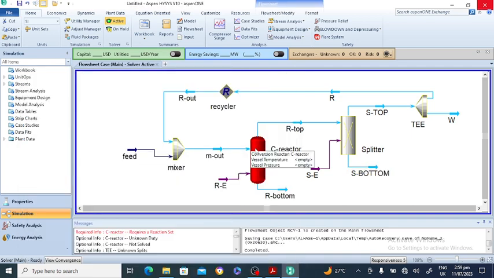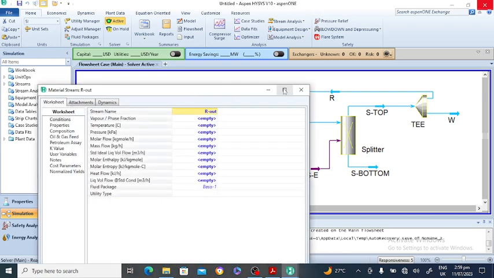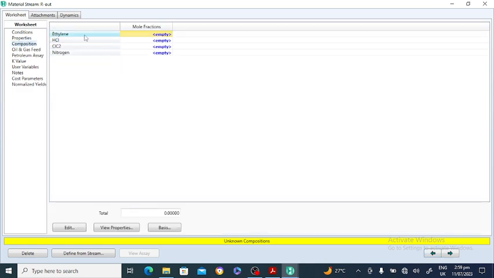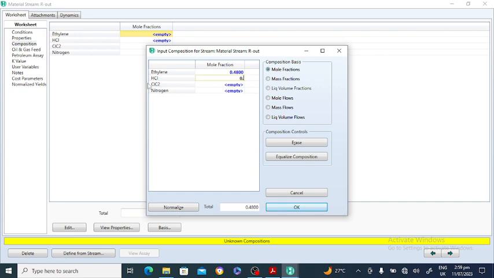Now connect, so this is the recycle. This is the recycle out, so I will put some value. Remember the composition of this feed and this feed should be the same, so I will double click on the recycle, and now I will put the composition of the feed and recycle the same. So the feed composition was ethylene 48 and HCl 50, there is no ethyl chloride, and the nitrogen was 0.